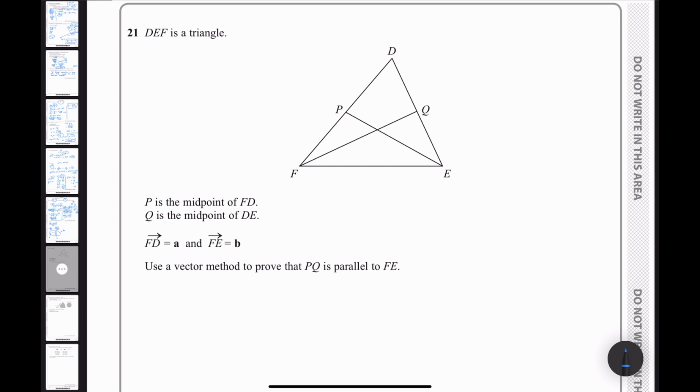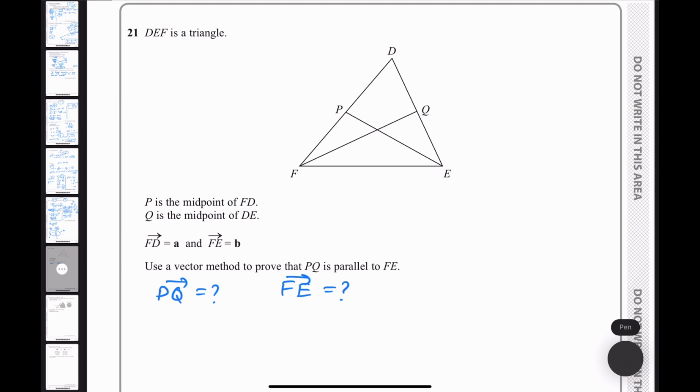So first of all, you have to find out vector PQ, and then we have to find out vector FE, and then we will compare them. If they are parallel, they will be scalar multiples of each other. For example, we multiply something with PQ and we will get FE, and that multiplication will be with any number. So let's work out PQ and FE first of all.